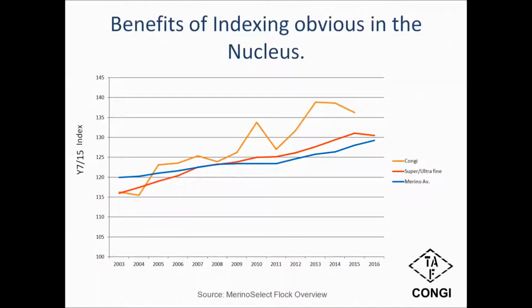So the benefits of indexing are obvious in the nucleus as well. We've got 3 trend lines there. So this is the average of all merinos in the database. This is the trend line for the superfine, ultrafine cohort of the database, and this is the Congai trend line. We've had some pretty significant progress. We can see it petering off here.